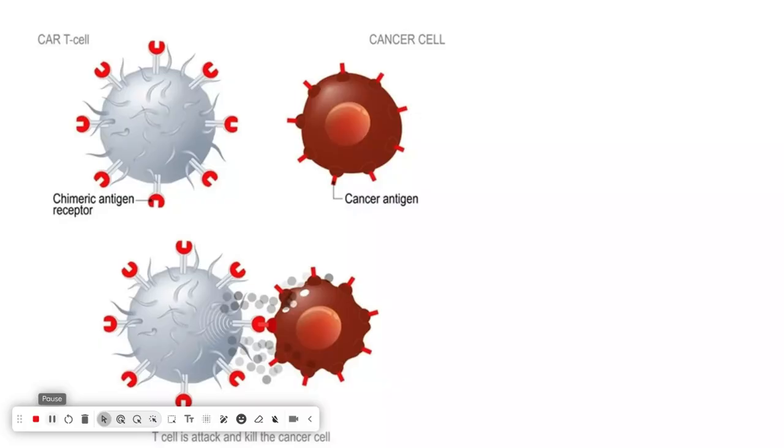Sometimes cancer cells will hide, and that's when, of course, people have to go through chemotherapy and other forms of treatment to get rid of the cancer. And right now they're also working on T cell therapy, to train the T cells in the body to recognize the cancer.